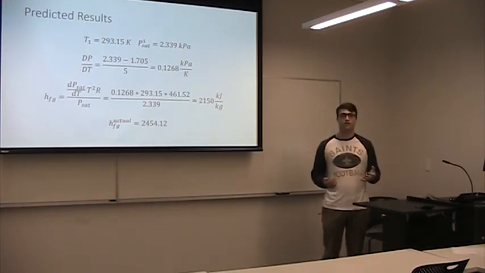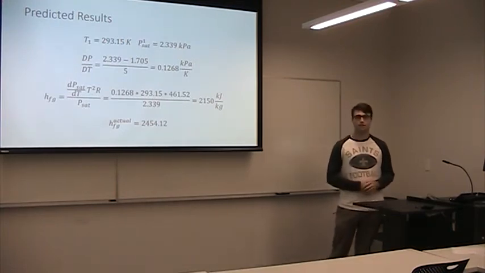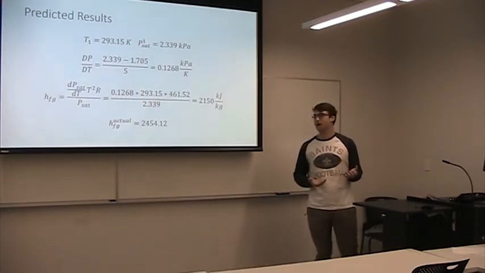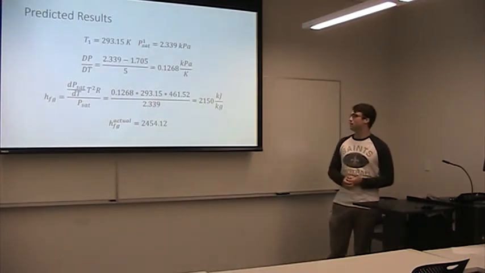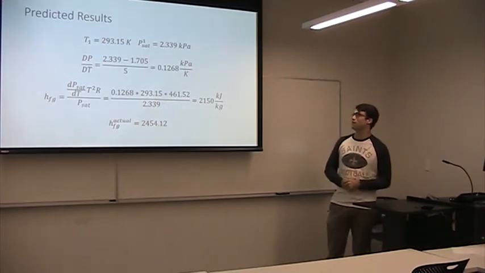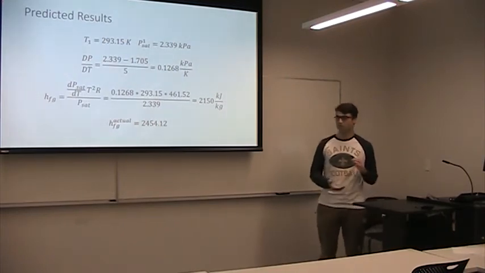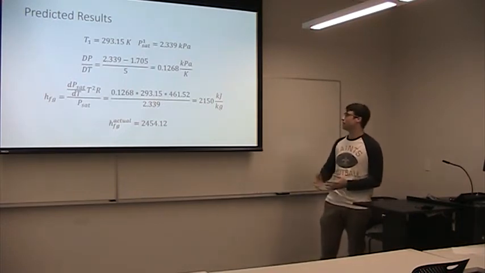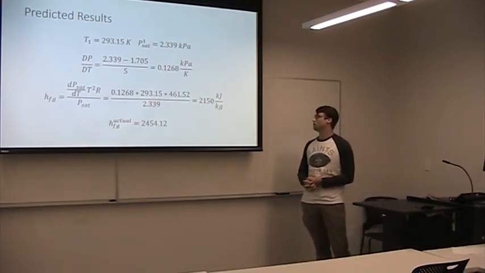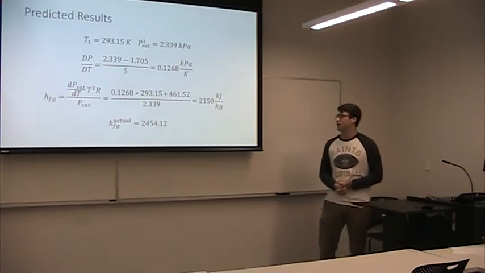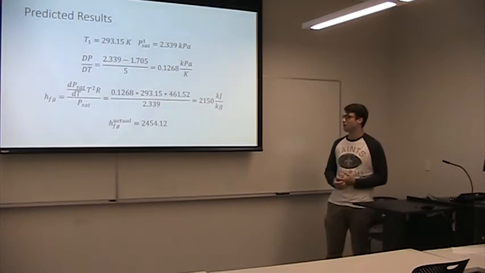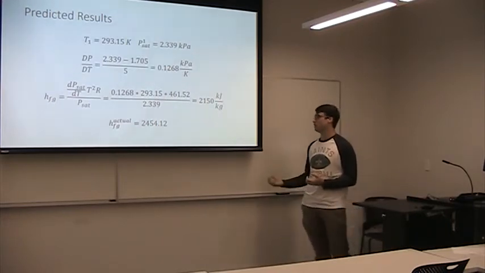I found the derivative, or approximated the derivative, by taking the adjacent point and subtracting it, and finding the difference of the pressure and dividing by the difference in the temperature from the two adjacent points. And in doing this, I got 2150 kilojoules per kilogram, and this was substantially different from the actual value that the table gave, which was 2454.